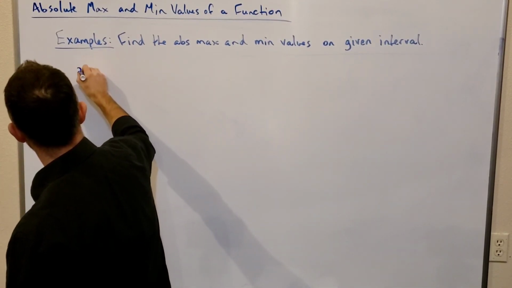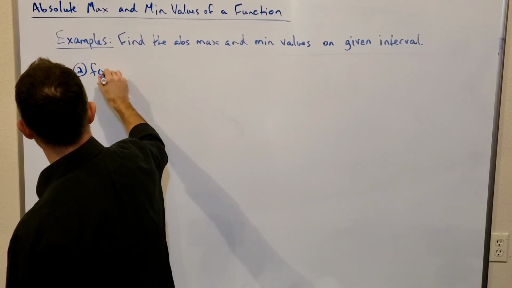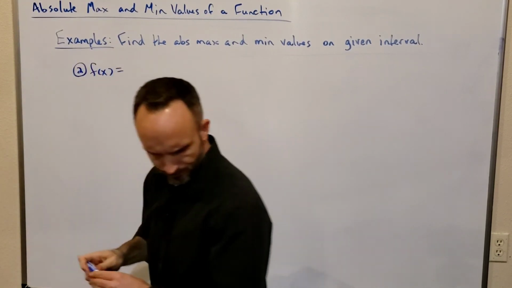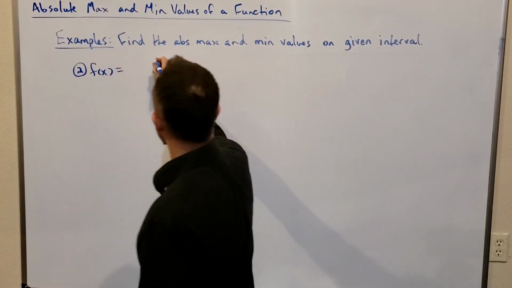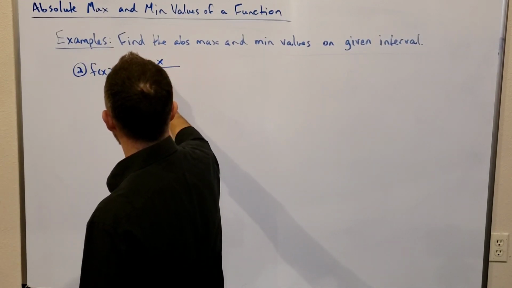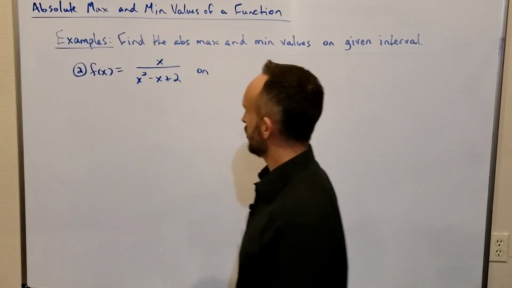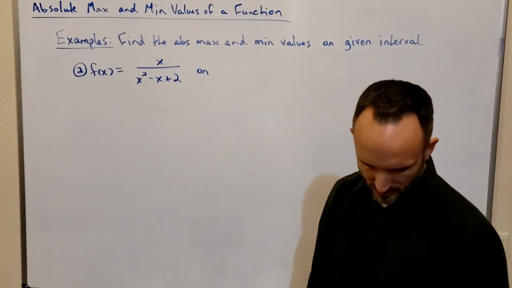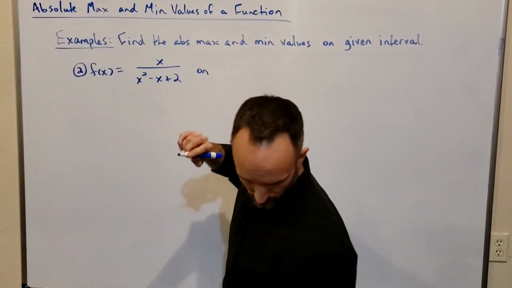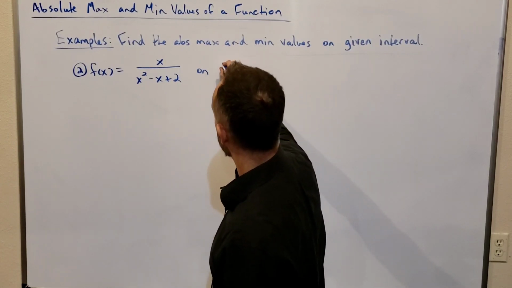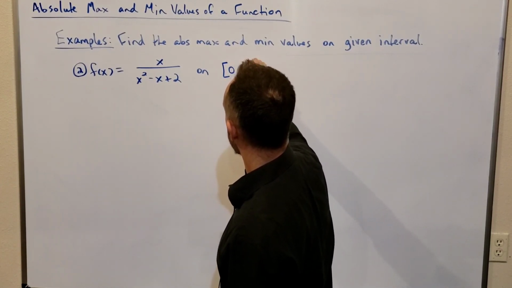So this time, let's look at f of x equals x over x squared minus x plus 2, on the closed interval from 0 to 4. Okay?